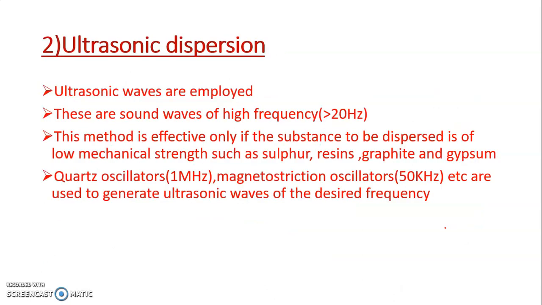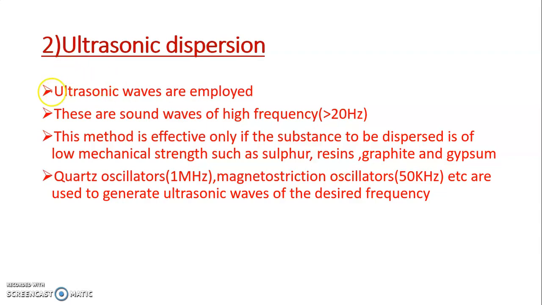Next is ultrasonic dispersion. So here we employ ultrasonic waves. These are sound waves of high frequency, that is, frequency greater than 20 Hz. This method is effective only if the substance to be dispersed is of low mechanical strength, such as sulfur, resins, graphite and gypsum. Quartz oscillators, magnetostriction oscillators, etc. are used to generate ultrasonic waves of the desired frequency.